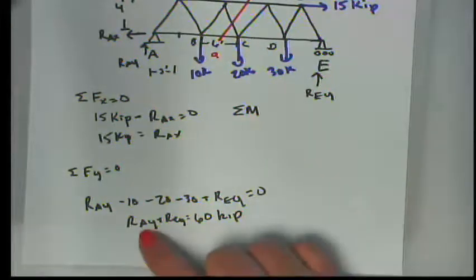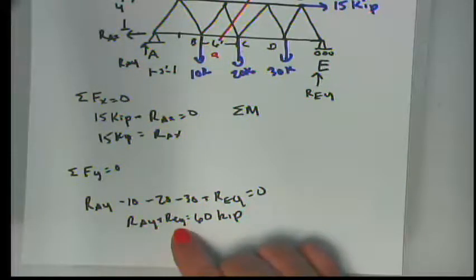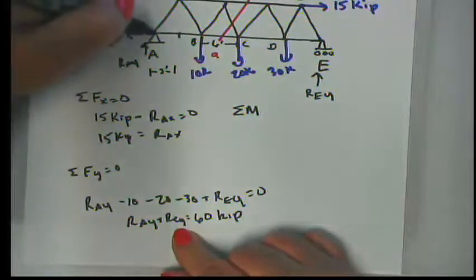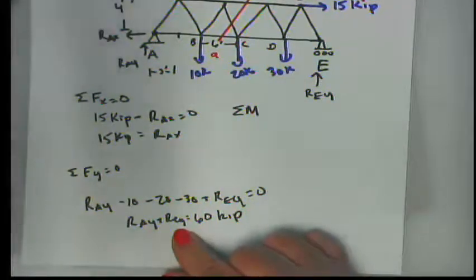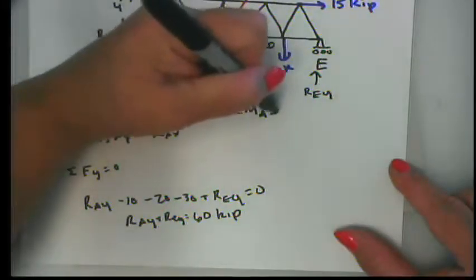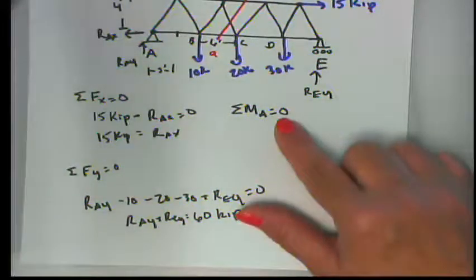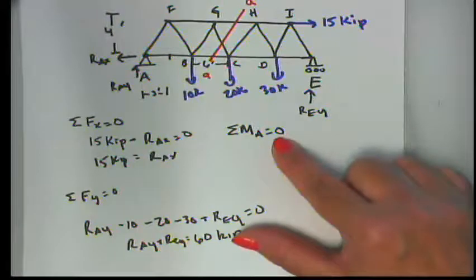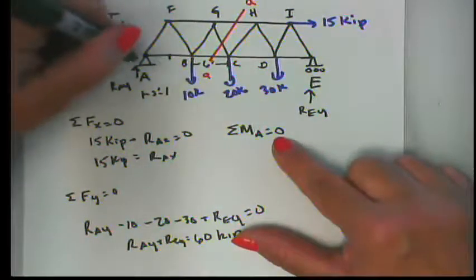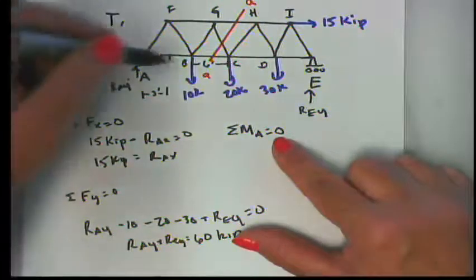I would specifically like to eliminate either RAY or REY because those are my two unknowns. So I'm going to take a moment here about point A. And I know that the summation of moments about point A on this entire truss is going to equal 0. So that makes RAX and RAY do not produce any moments because there's no moment arm.